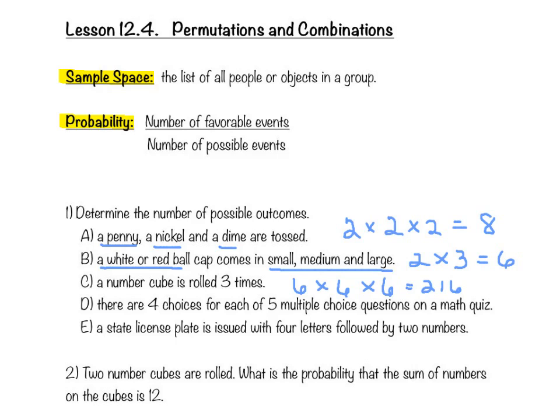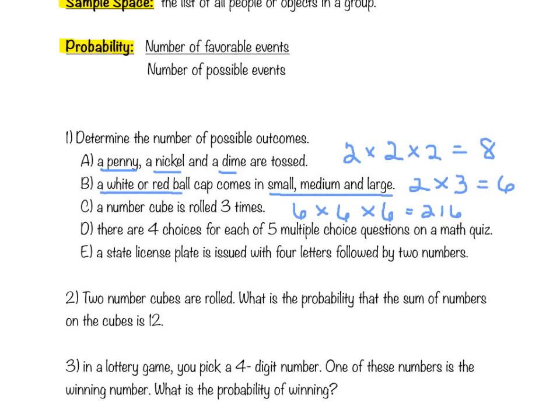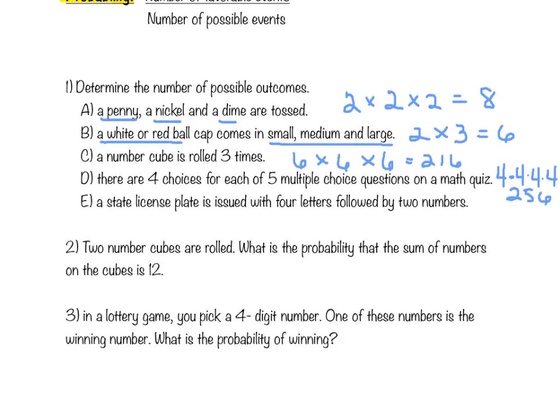Letter D. There are 4 choices for each of the 5 multiple choice questions on a math quiz. So there are 5 questions on this quiz, and each question has 4 choices. So for the first question, we have 4 possible outcomes. For the second one, 4. Third one, 4. And for the fourth one, there's also 4. So in total, there are 256 possible outcomes. Try letter E on your own.